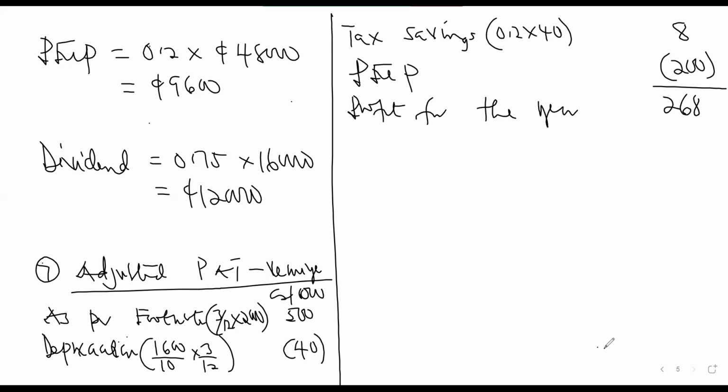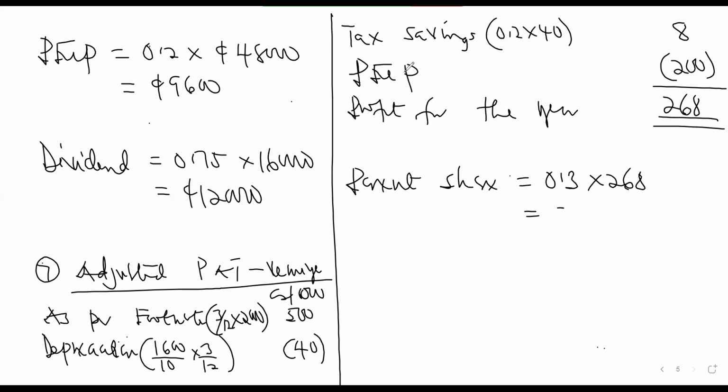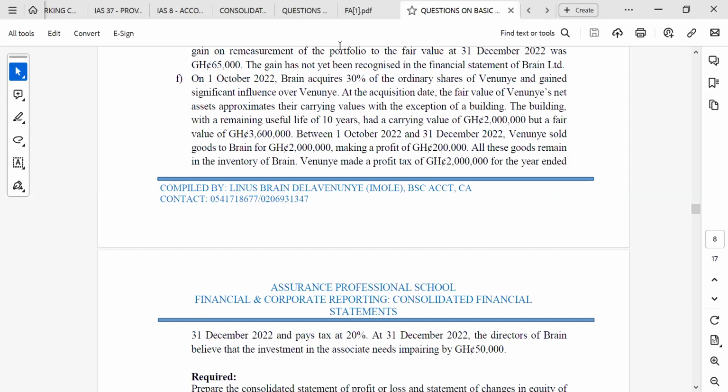So this 268, the parent share will be what? 30%, isn't it? So we are going to be having 30% share of this. Depreciation is 40 rather than 10. So what will be the final figure that you are having? The parent is 30%. 80.4.